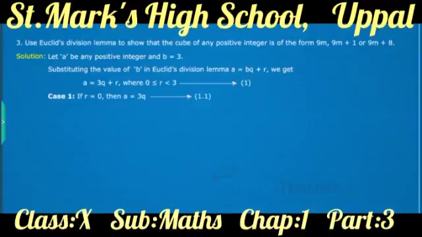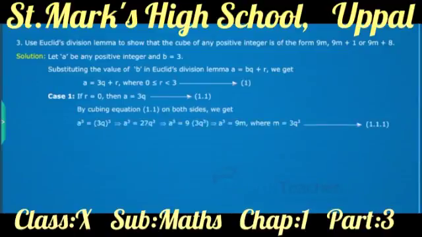Case 1. If r equal to 0, then a equal to 3q, that is equation 1.1. By cubing equation 1.1 on both sides, we get a cube is equal to (3q) cube, which is equal to 27q cube. That is in turn equal to a cube equal to 9 into 3q cube. That is, a cube is equal to 9m, where m equal to 3q cube, that is equation 1.1.1.